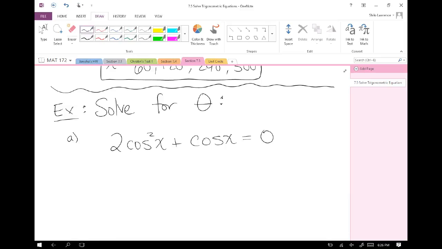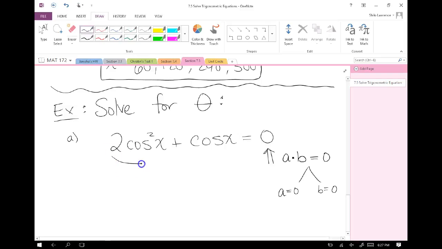I cannot put those cosines together because they are not like terms. One of them has a squared and the other one does not. So we cannot put them together. But because it's equal to 0, we can use a property that we learned in algebra class that says, if I can get this written as a product equal to 0, then I can separate it and say each of them is equal to 0 individually. That's called the zero product rule. And this is how we solve by factoring.